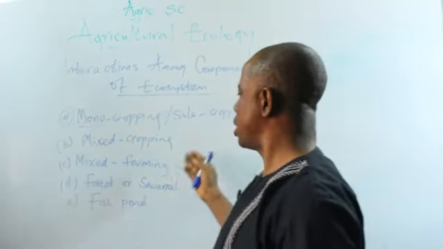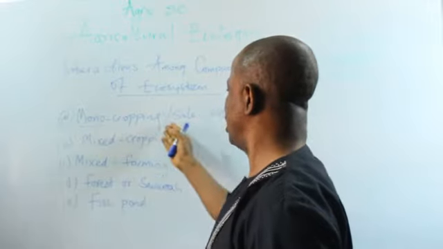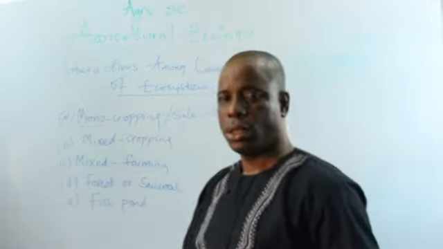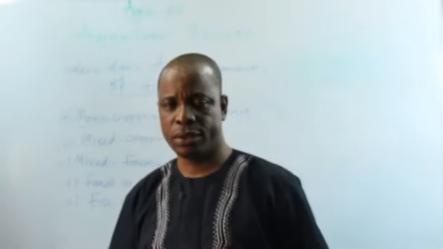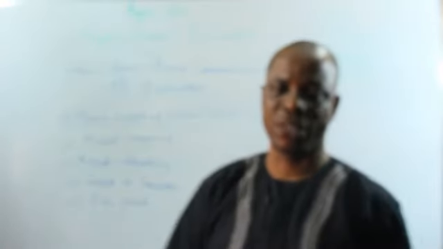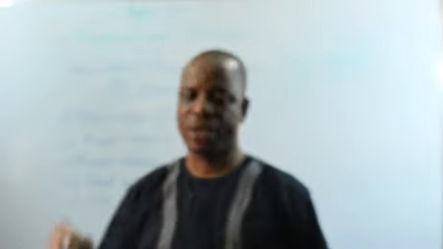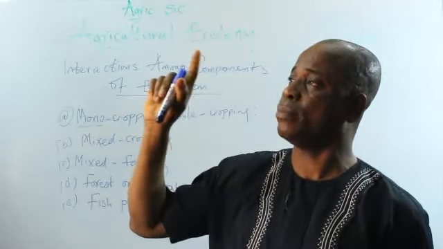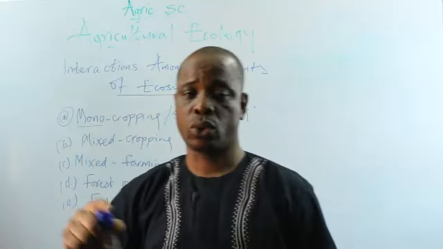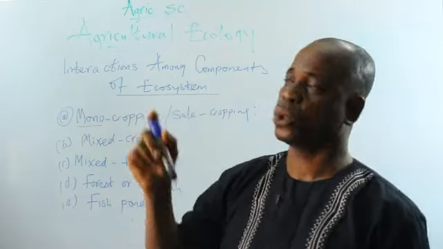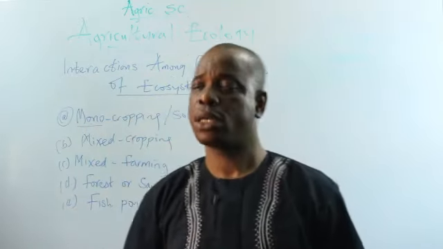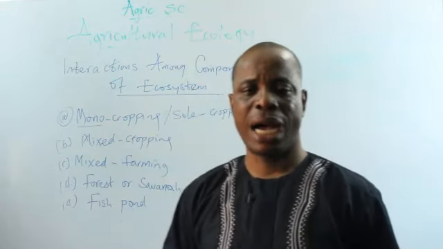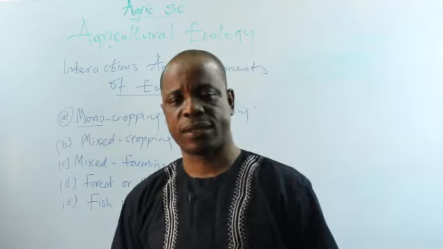Now, monocropping has a relationship with the environment. For instance, the crops will take nutrients from the soil, will take fertility and organic matter from the soil, will take water from the rain and also from the soil, will take oxygen from the soil to respire, will take CO2 to photosynthesize, and will trap sunlight to produce its food through photosynthesis.